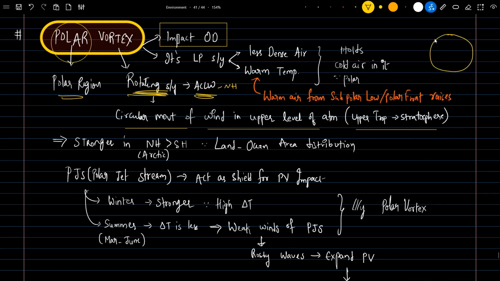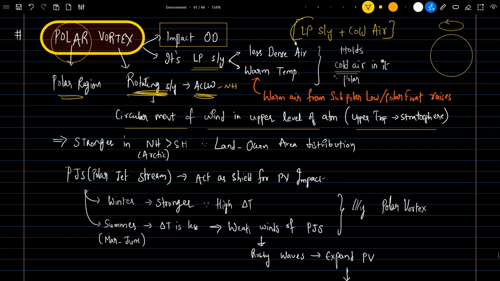Okay, this is the earth, right? So it happens here, in anti-clockwise direction. At the upper layers of atmosphere, this polar vortex or rotating system is taking place. So what is this polar vortex? It is basically a low pressure system. As it is in the polar region, it holds the cold air. So we can say, a low pressure system holding cold air. This is the polar vortex, and this is the feature of polar vortex.